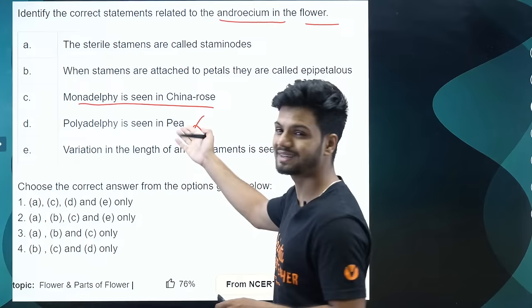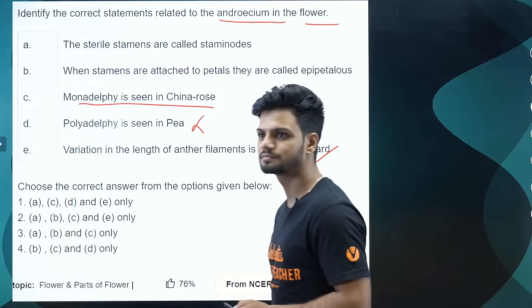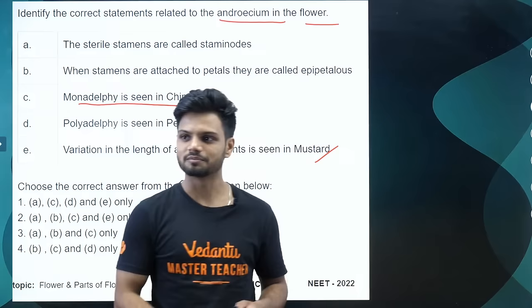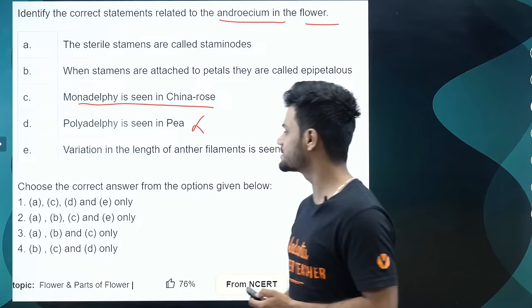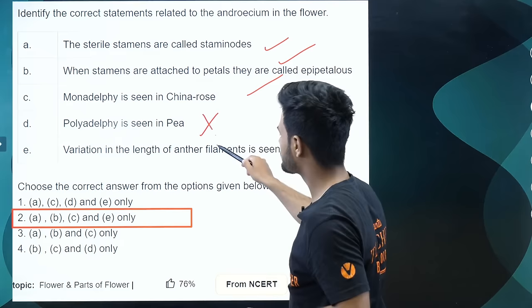What is the answer? Problem with morphology, really? Morphology is so simple. What is the answer? It's going to be: A is correct, B is correct, C is also correct, and D is wrong, and E is also correct. Now, students, how do you remember?